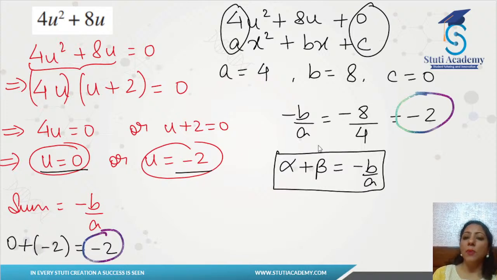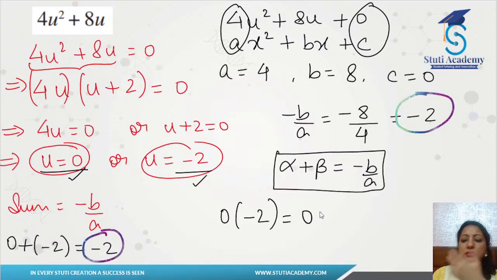Now let us talk about the product of the zeros. So we have the product of the zeros, 0 multiplied by minus 2. 0 into minus 2 would be 0. 0 multiplied by any number is 0 only. And this should be same as c upon a. Please notice alpha beta is equal to c upon a. We have just discussed this. I'll show you.